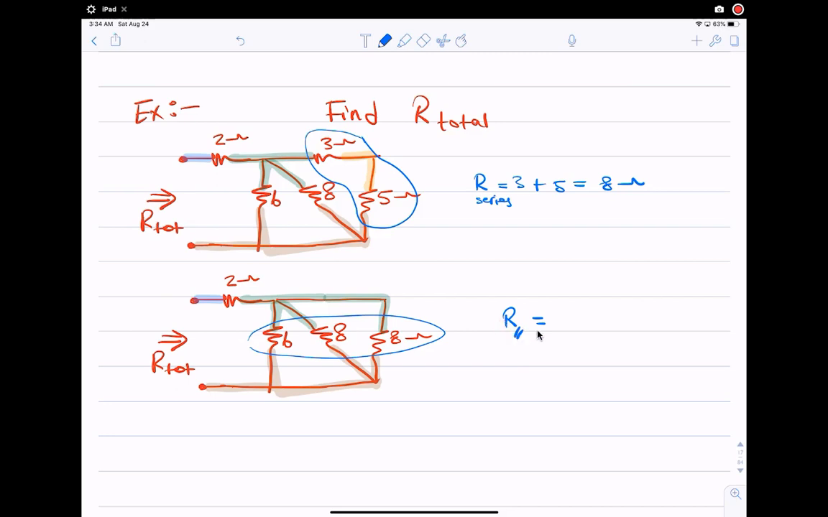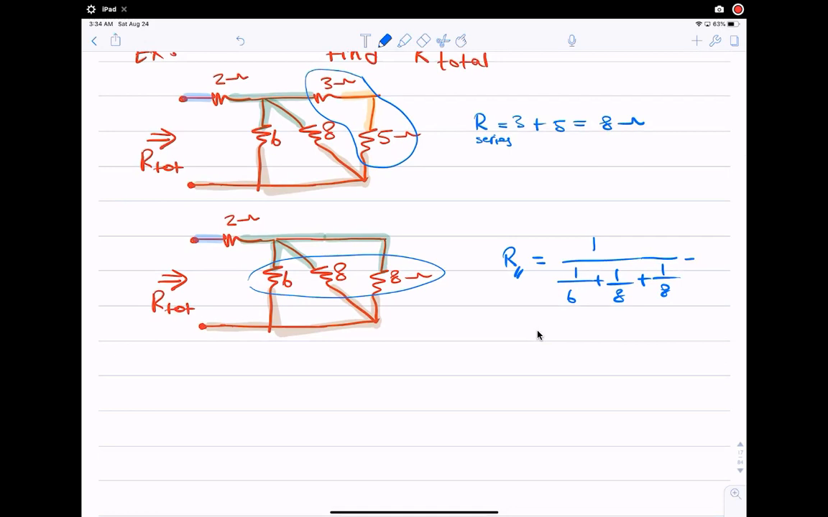Now, R parallel should equal 1 over, right? 1 over R1, which is 6, plus 1 over R2, which is 8, plus 1 over 8. And if you combine those, you will get a 2.4 as your result. Okay? Why? Because those two would give you a 4, because they're exactly the same. So the combination of them would be half of them. And when you have a 4 and a 6, it would give you a 2.4.